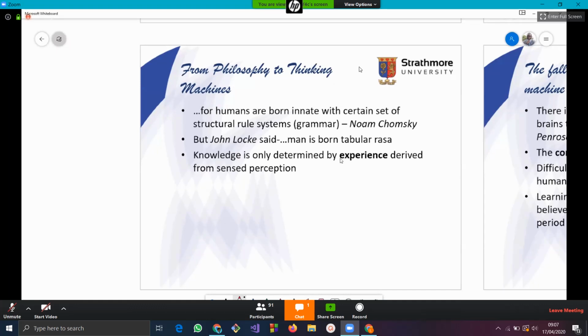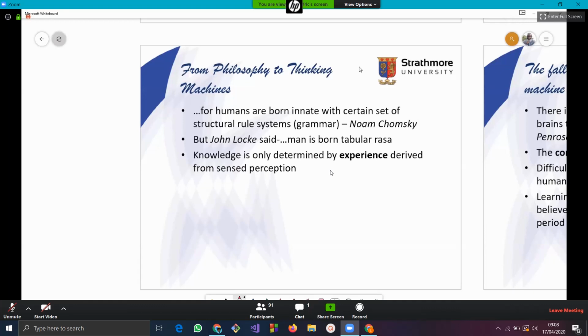So very fast, let's go through this one. We finished this one. There's another famous guy. This guy is still alive. We study a lot of him in NLP because that's his major field. The argument he puts out is that humans are born innate with a certain set of structural rule systems. So by the time you are born, your brain somehow has some rules that are already pre-installed, according to Noam Chomsky. Like when you look at language and grammar, there's an order and a pattern. And guys are born with it, according to Chomsky.